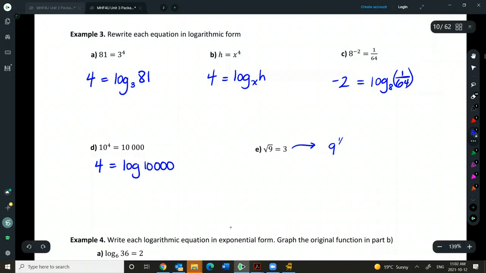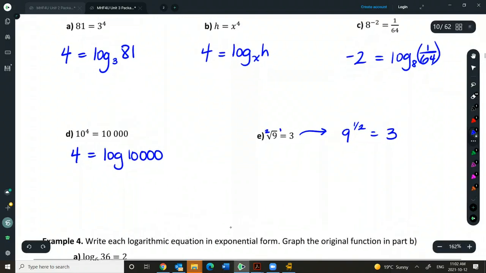9 to the exponent half. So another way to write a square root would be exponent of a half. That's because I have a 2 out here and a 1 out here. So if you guys remember back from grade 11, we do 9 to the 1 over whatever the root is. So in this case, it's a 2.